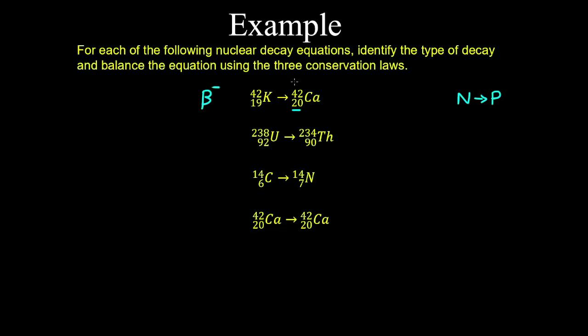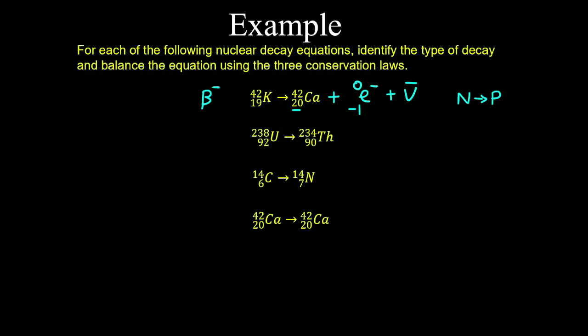So we see the nucleon number is balanced. So now we balance the charge. So 19 protons on the left and 20 on the right means we must have an electron on the right, which has a negative charge. And therefore to balance the lepton number on both sides, we add an electron-antineutrino to the right hand side.